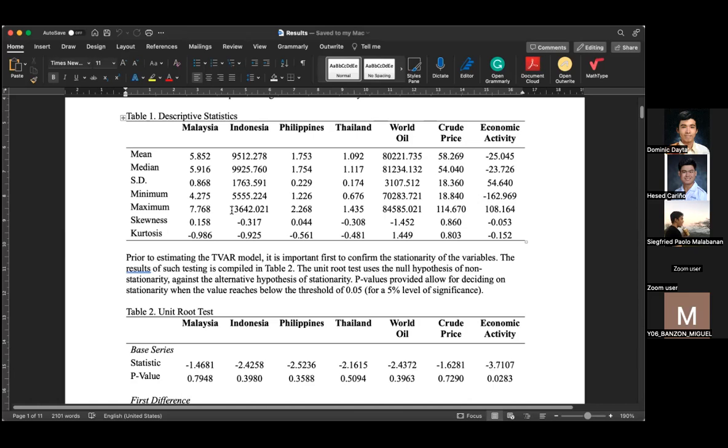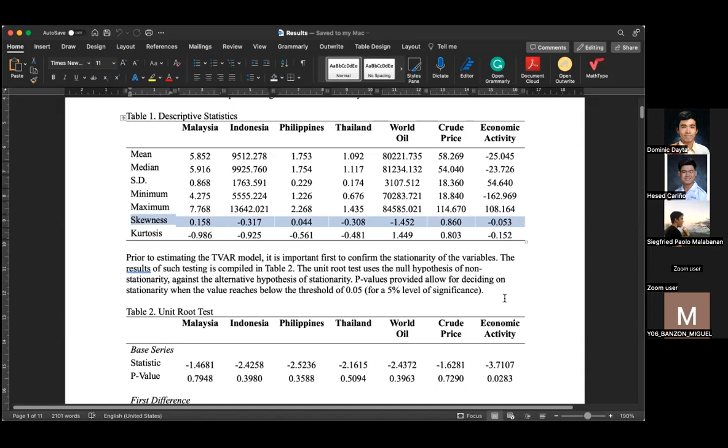So they have a perspective on what the data looks like, these are the features of the data, and the results can be contextualized. So we just see here the average price for the Malaysian index, average price for Indonesia, average price for Philippines, Thailand, and so on. And then the average price of world oil production, crude price, economic activity index. Now, we also see some statistics there like the median, the SD. The statistics mean, median, minimum, maximum are very self-explanatory. Now, if anything, what's new here would be skewness and kurtosis. So we'll give a brief note about that.